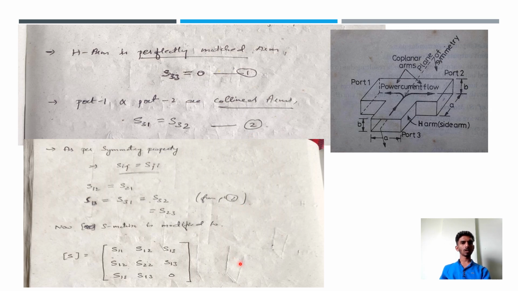So now we consider the S matrix from before. We can modify that S matrix as per our requirement: S11, S12, S13. S21 is replaced by S12, S22 is the same, and S23 is replaced by S13. Similarly, S31 is replaced by S13, and S32 is replaced by S13. And S33 is 0 because it is perfectly matched. So you get a new modified S matrix.